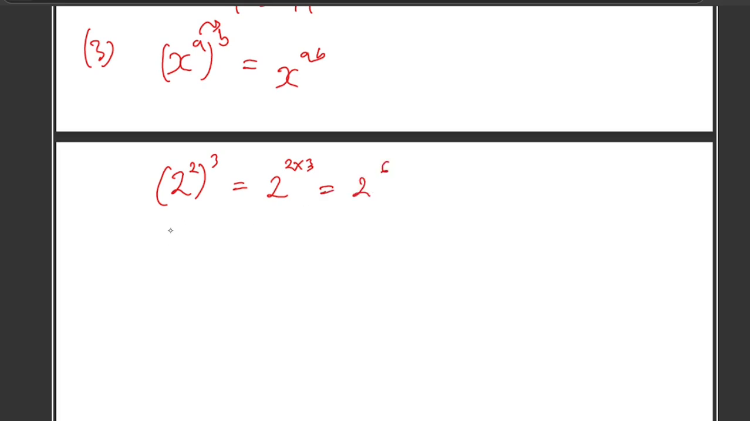Another example is if we have 3 raised to power 2 over 3 raised to power minus 3. Remember, I said the index can be a negative number or even a fraction, as you can see here. This simply becomes 3 raised to power 2 over 3 times minus 3. The 3 cancels out, then we have 3 raised to power minus 2. And that's 1 over 9.